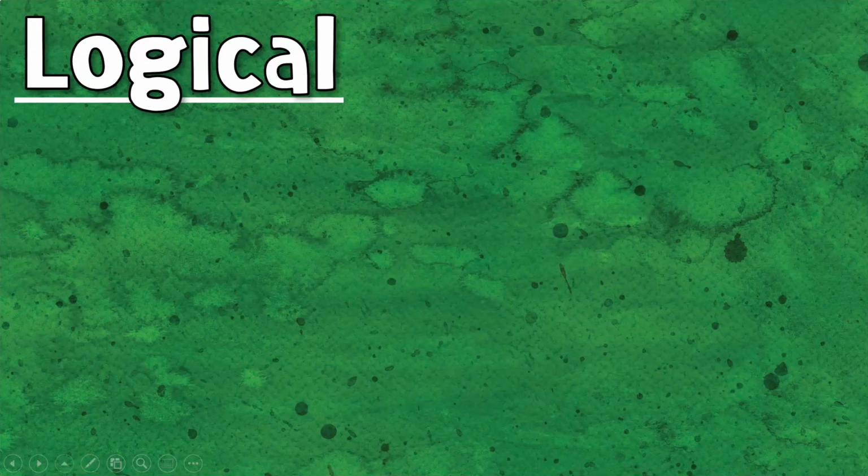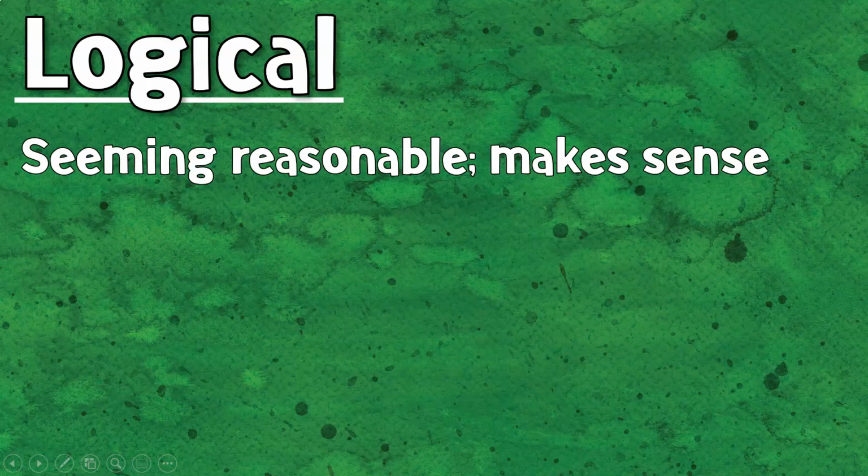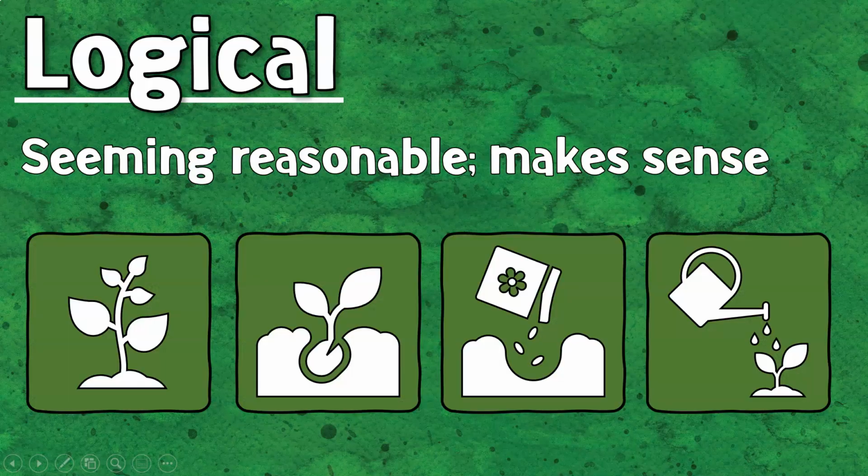First, let's look at logical. Now, logical, its definition is seeming reasonable or makes sense. Okay? Now, that might be hard for you to understand, so let's look at a picture description. If you look at this, you would say this is not the order that a plant grows in. First it seeds, then it grows, then you water it, then it's a plant. So you could say this is not in a logical order. It doesn't make sense because it's wrong, right?